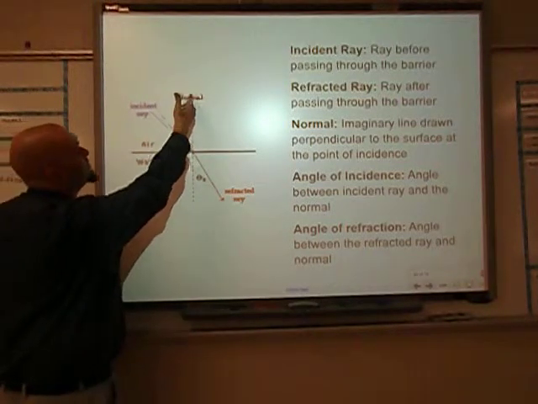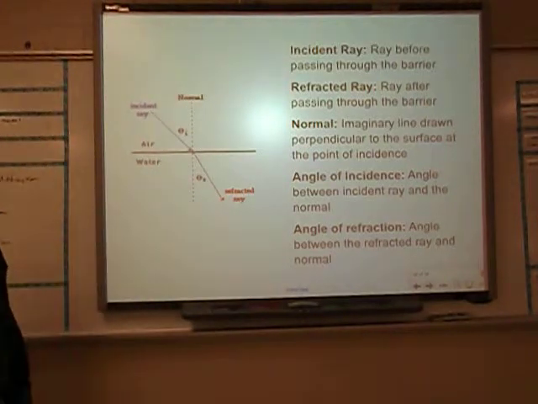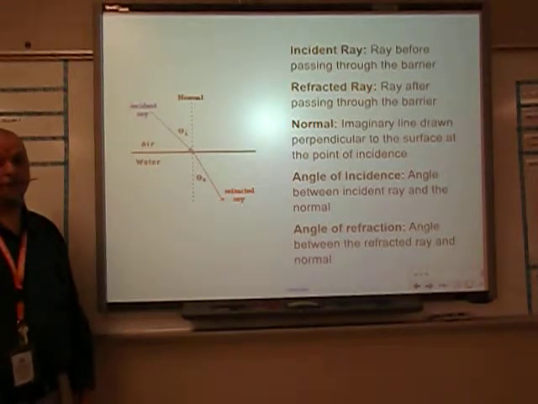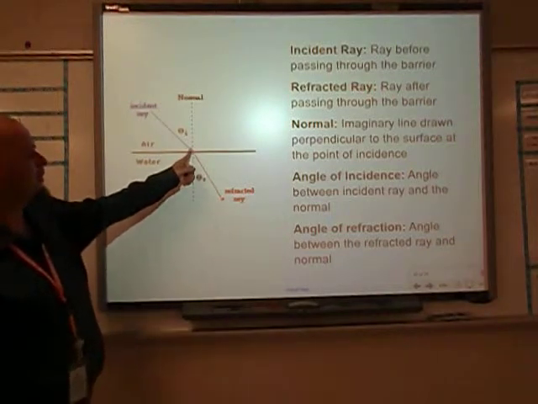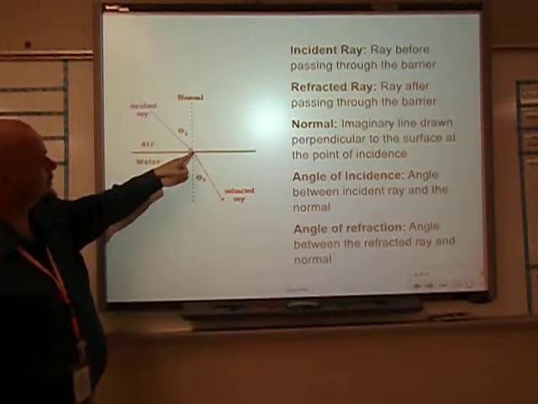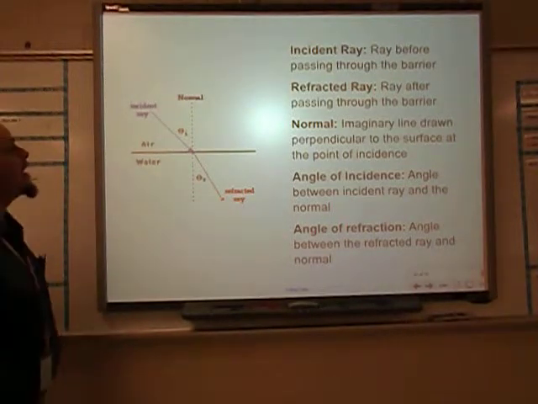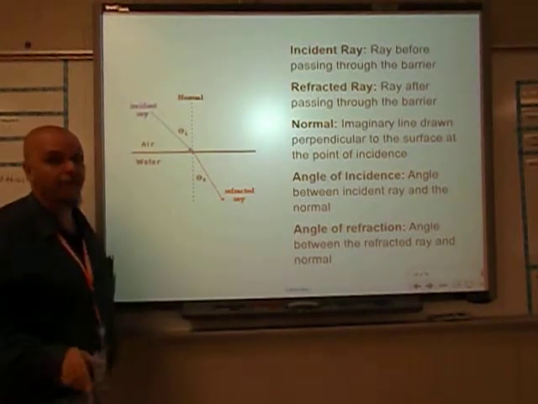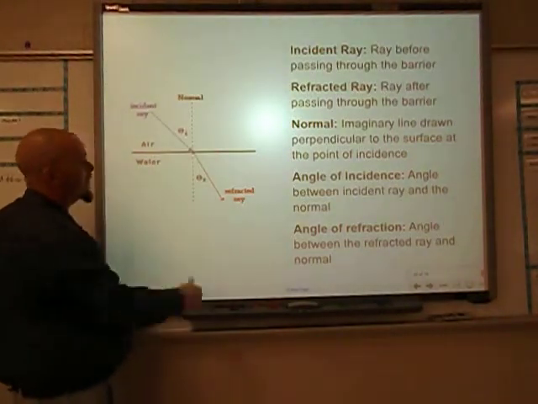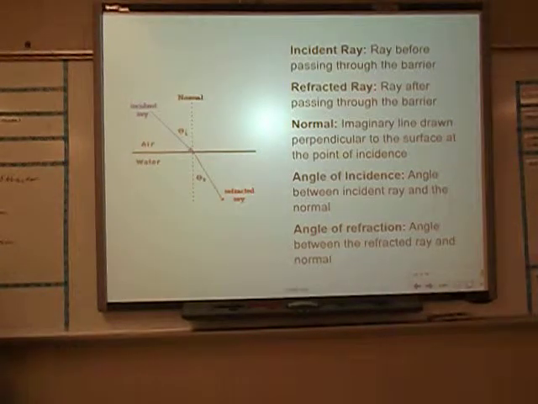We have a normal again, and just like before, the normal is that imaginary line drawn perpendicular to the surface at the point of incidence. And point of incidence is not labeled on here, but it's right there. That's where the incident ray strikes that barrier. Again, perpendicular, so it's a 90-degree angle. This time it's drawn all the way through the barrier because the wave is going to pass through the barrier.